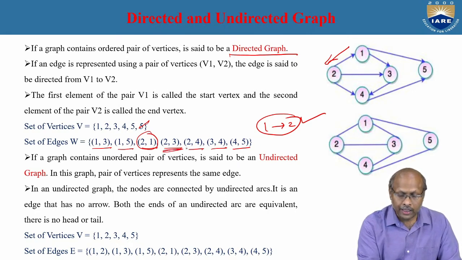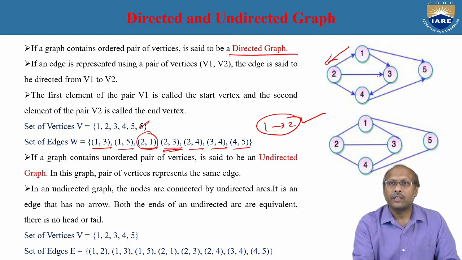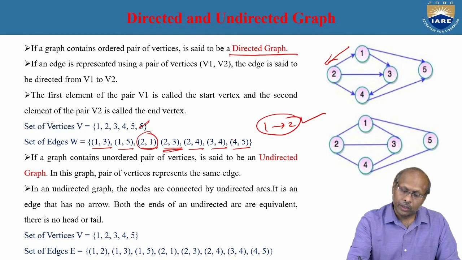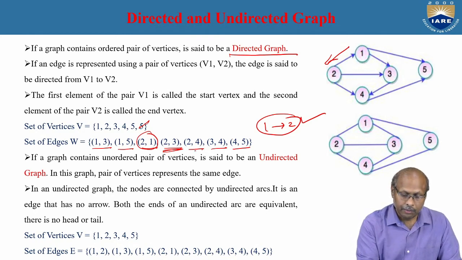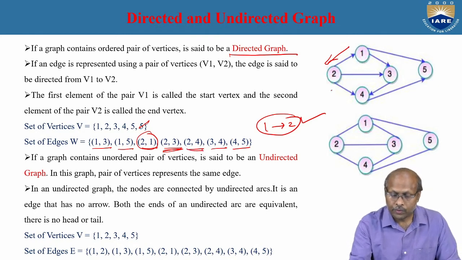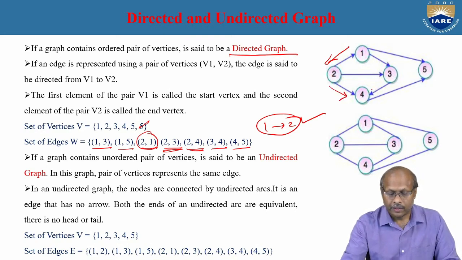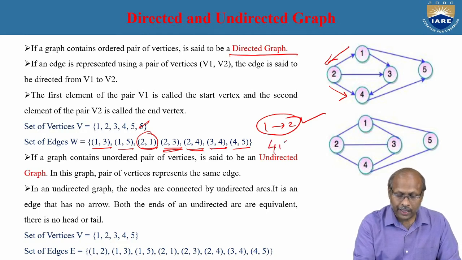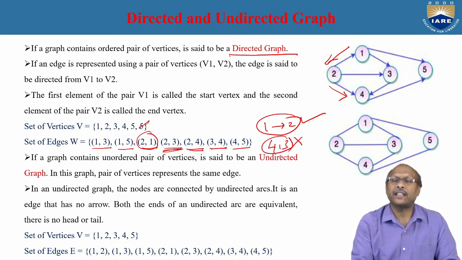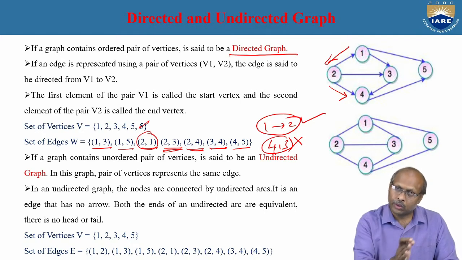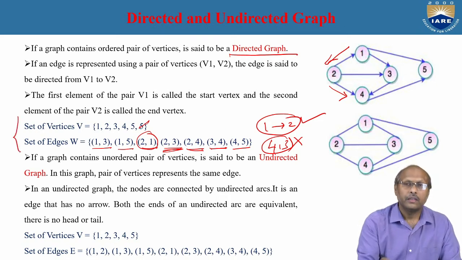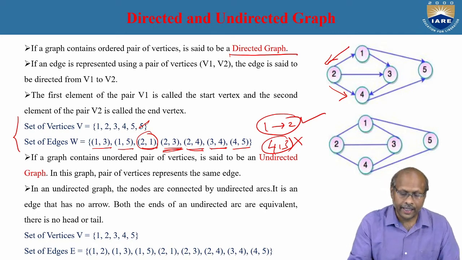Now 2 to 3, what does it indicate? It is a connection from 2 to 3. That means the arrow is going from 2 to 3. It is a directed edge. Similarly 2 to 4, the arrow mark is specified here. Similarly 3 to 4. If you write 4, 3, then that is wrong, because in a directed graph, wherever the direction is specified, you have to go that way, starting and ending. So here 4, 3 is wrong. Like this, you can define the set of vertices and edges for a directed graph.